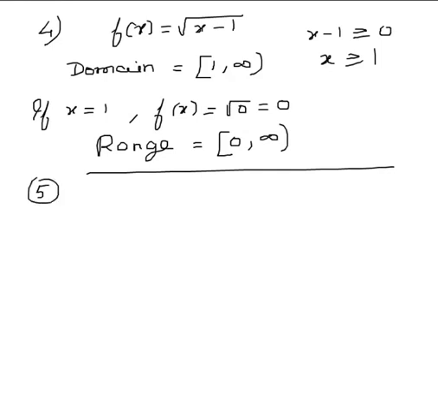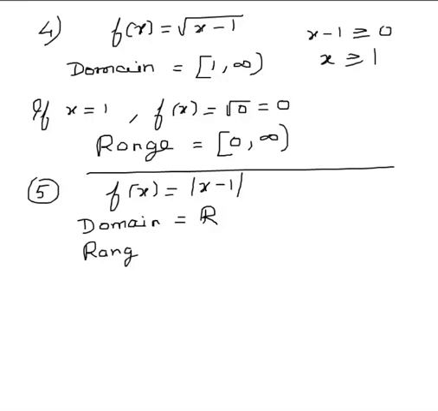Question number 5. Find the domain and range of the real function defined by f of x is equal to absolute value of x minus 1. Absolute value function, we don't have any problem. X can take any real value. So the domain of this function is R. Now range. We know that absolute value function takes positive values and it can be 0 also. If x is 1, f of x becomes 0. It can take the value 0 and all other positive real values also it can take. Therefore, it becomes 0 to infinity. Or you may write it as non-negative real numbers.